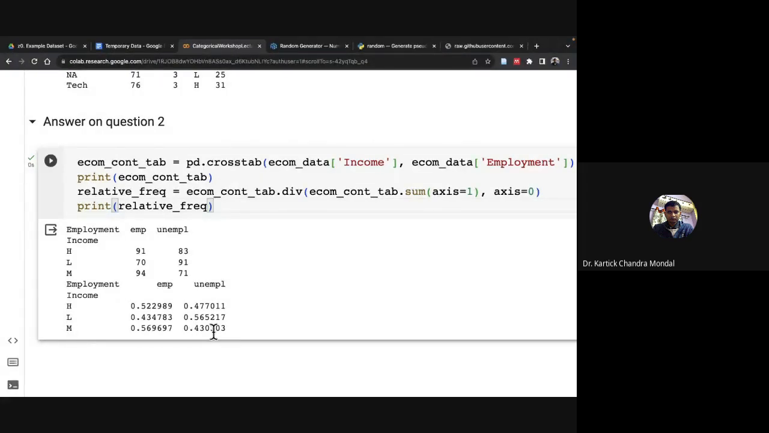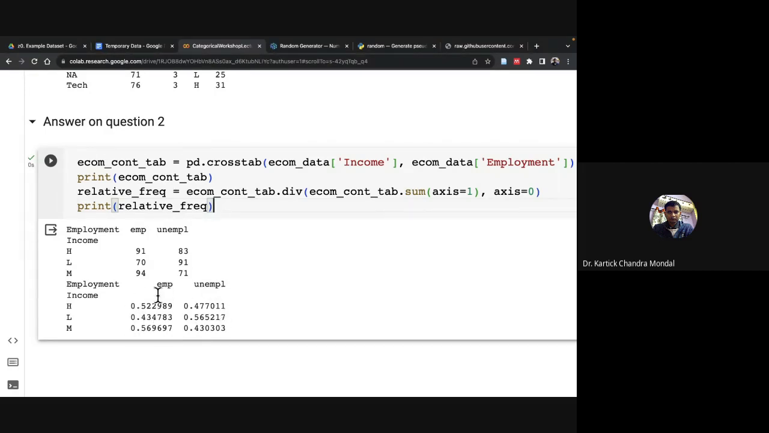Okay, and here in case of employed people, both are having equal percentage. This is because this is the row wise distribution. So the total number of high income people, more than 50% are employed, and less than 50% are unemployed. So you can see the values are almost equal, near to 50%.